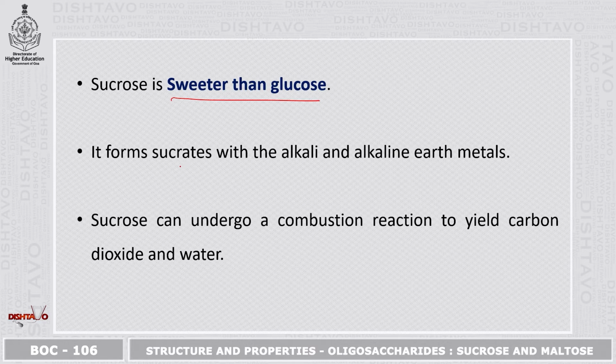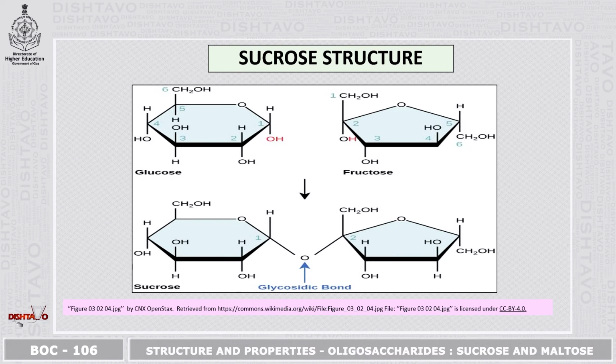It forms sucrates with alkali and alkaline earth metals. Sucrose can undergo combustion reactions to yield carbon dioxide and water, that is CO2 and H2O, respectively. Coming to the structure of sucrose.